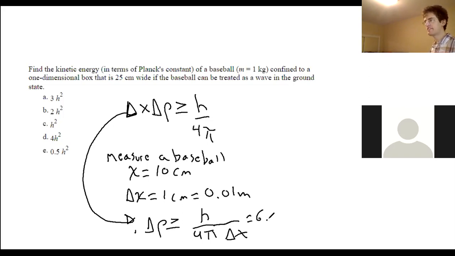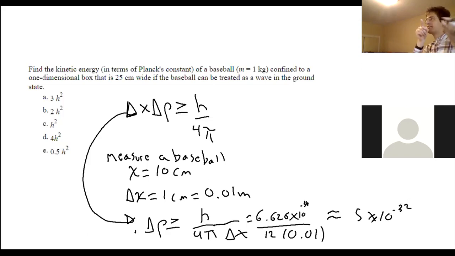But again, h is a tiny constant. So we have 10 to the negative 34 divided by 4 pi, which is roughly 12, times delta x, which is like 0.01. So this is roughly 5 times 10 to the negative 32. So that's your resolution limit to how well you can measure your baseball's momentum.